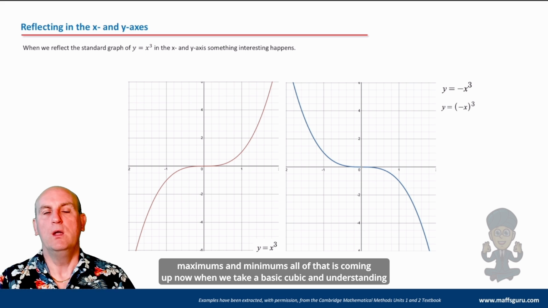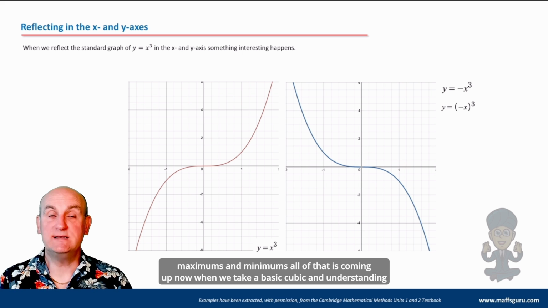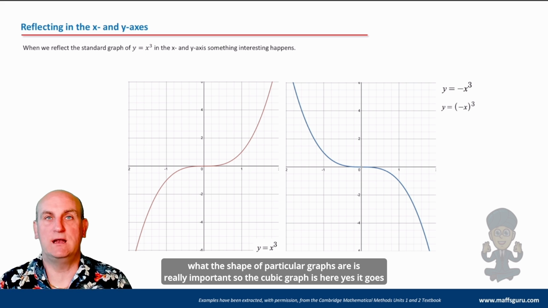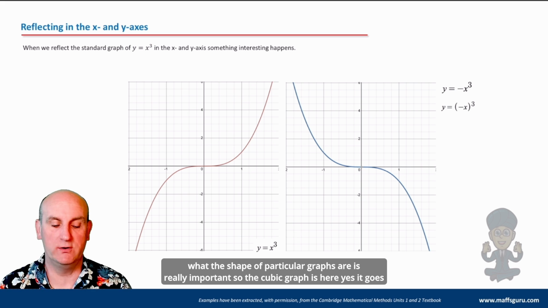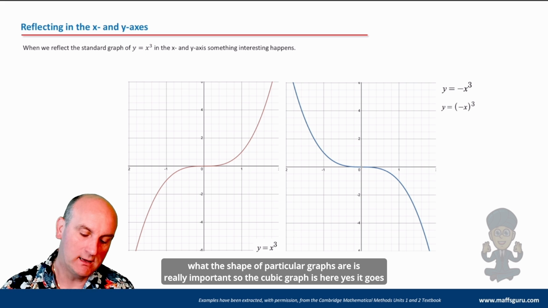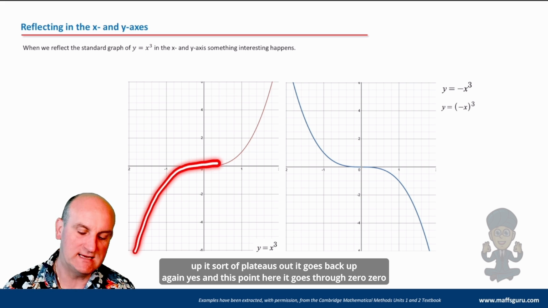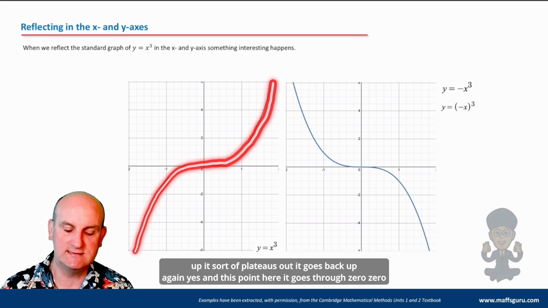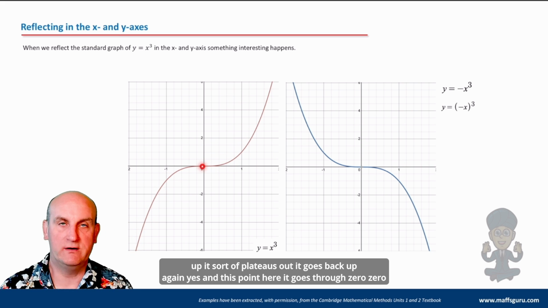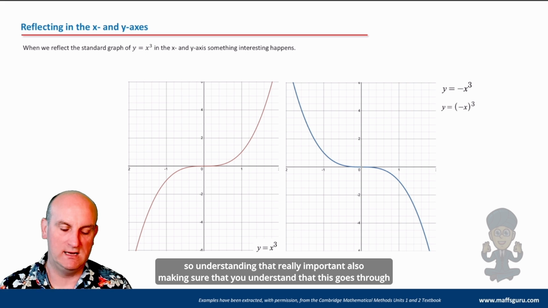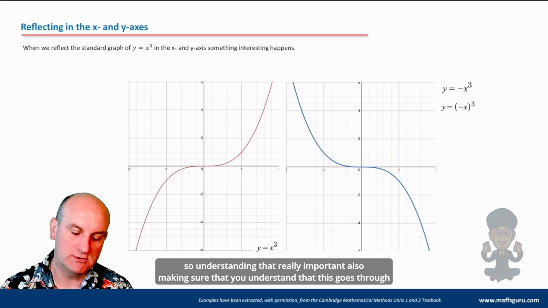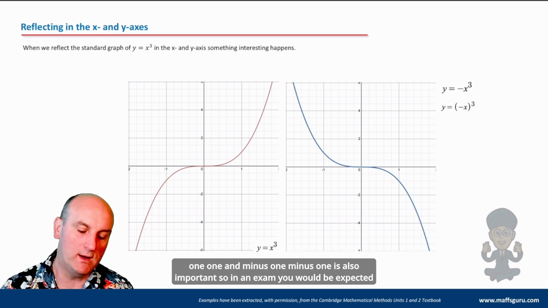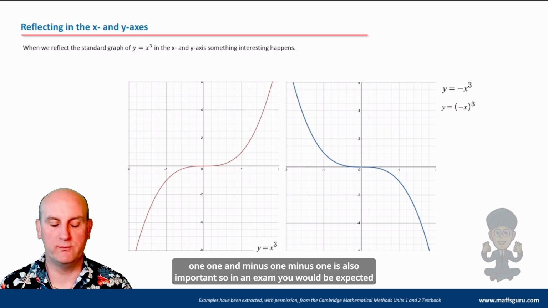Now, when we take a basic cubic, understanding what the shape of particular graphs is, is really important. So the cubic graph is here, yes? It goes up, it sort of plateaus out, it goes back up again, yes? And this point here, it goes through 0, 0. So understanding that is really important. Also, make sure that you understand that this goes through 1, 1, and minus 1 is also important.